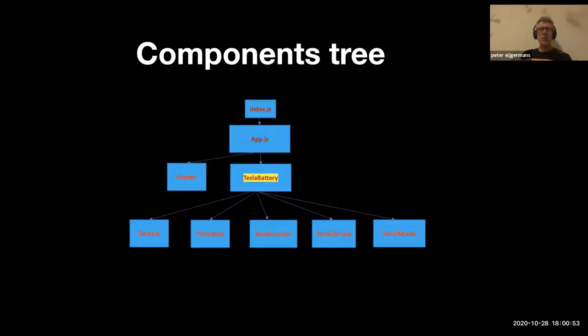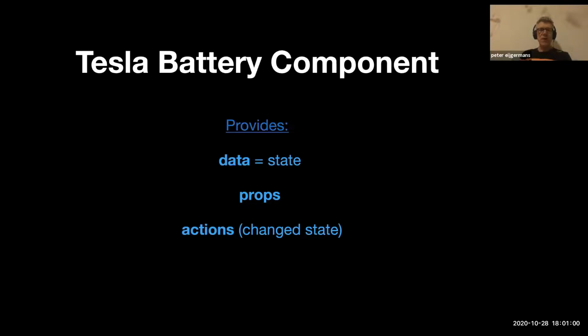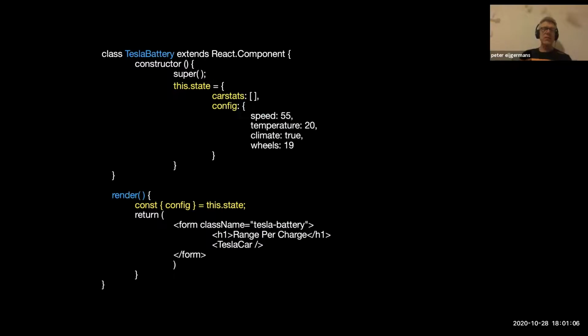We use the components tree again with the Tesla Battery. Tesla Battery does the heavy lifting, you know. It contains the state and the actions. And what does the Tesla Battery look like in React? It extends React Component. This class has a constructor, and within the constructor we always call super. With super we can use the React Component, of course. And in the constructor we also define our state.